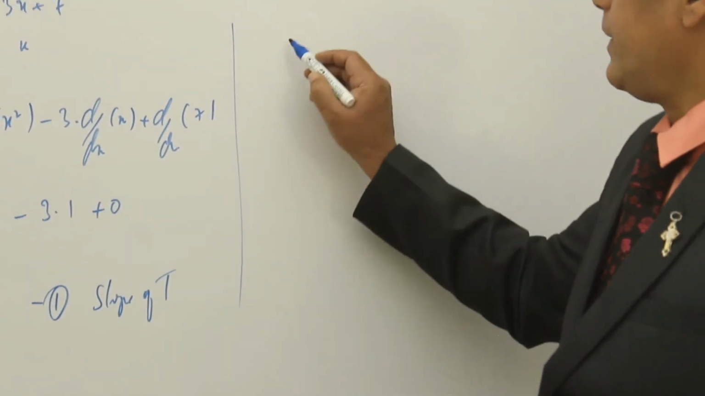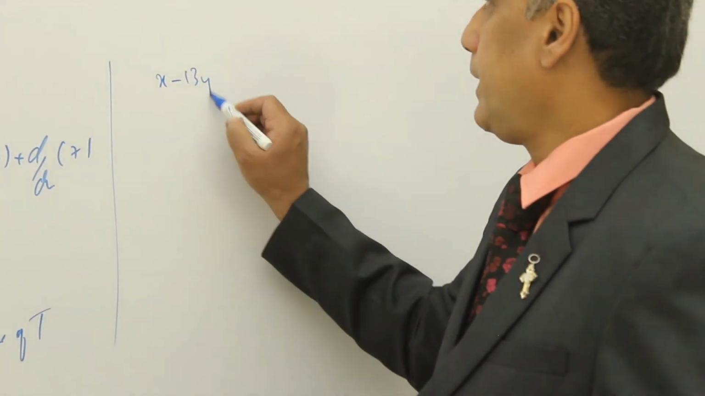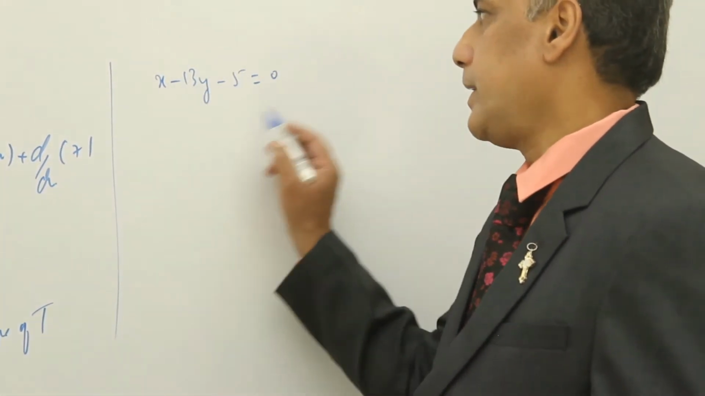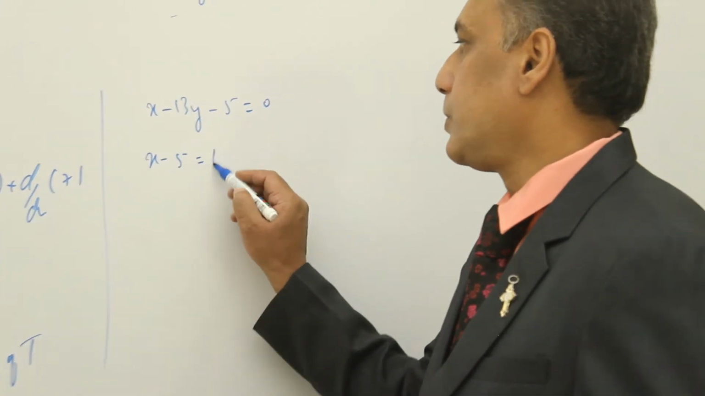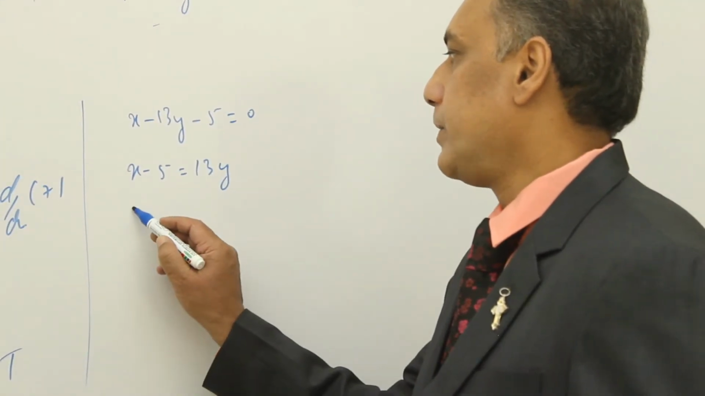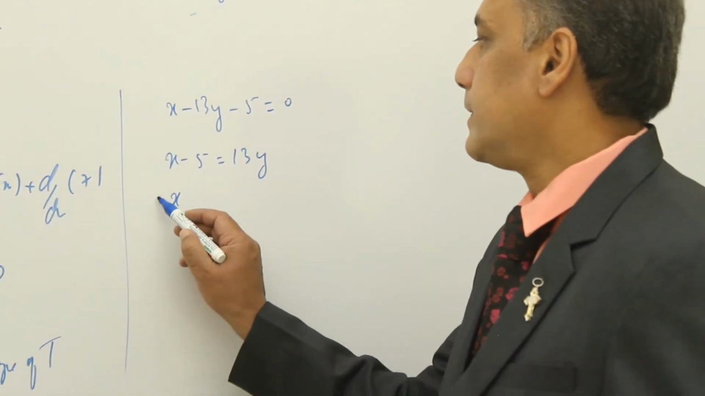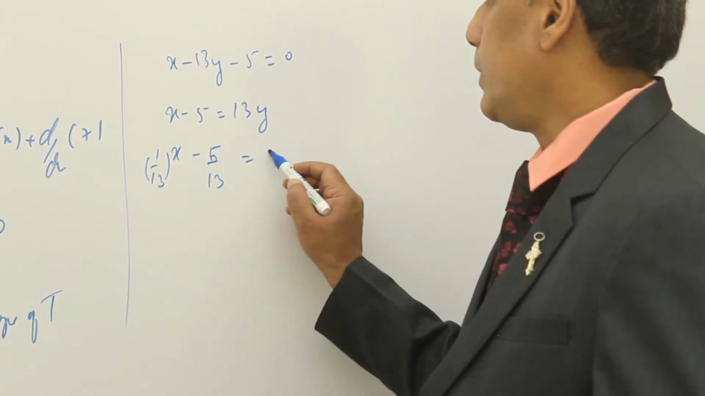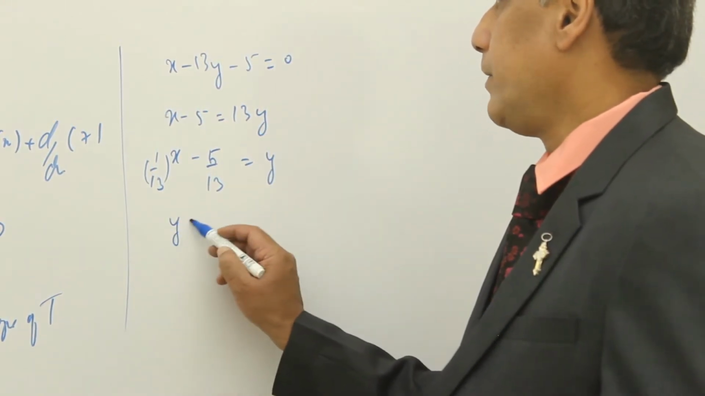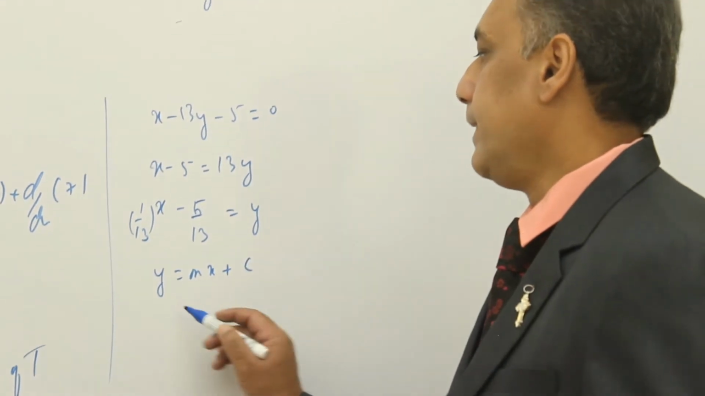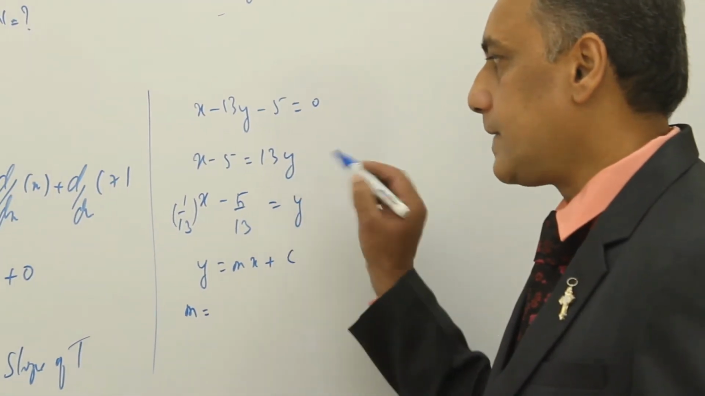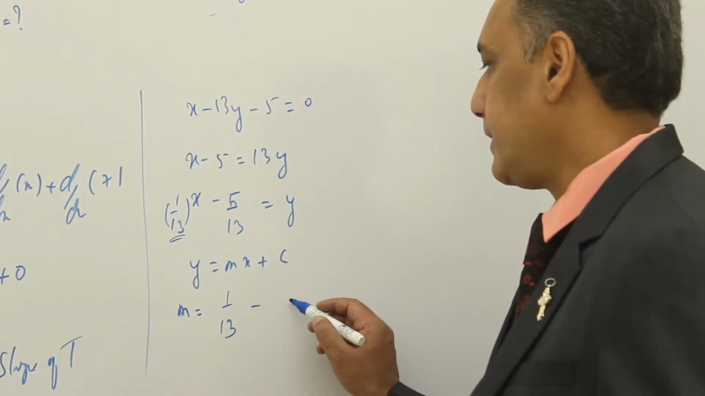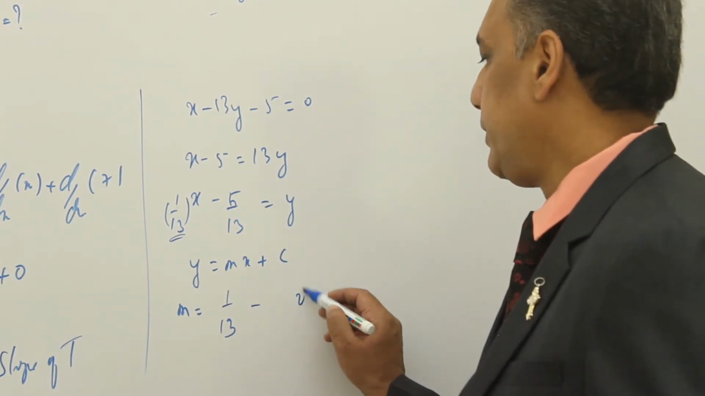Now the line given is x minus 13y minus 5 equal to 0. So convert this into the standard form. This is minus 13y, so send it that side. You will get x minus 5 is equal to 13y. Send the 13 to the denominator, you will get x by 13 minus 5 by 13 equals y. So this is the standard form, that is y equal to mx plus c. So m is the slope of this line, so the slope of this line is 1 by 13. That is equation 2.